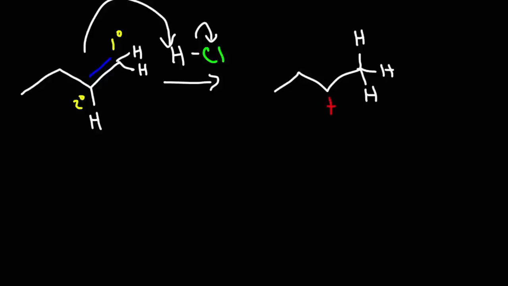And we'll get the plus charge on the secondary carbon. So that's the textbook definition of Markovnikov's rule. But the end result is that the chlorine is going to go on the more substituted carbon atom with a double bond.